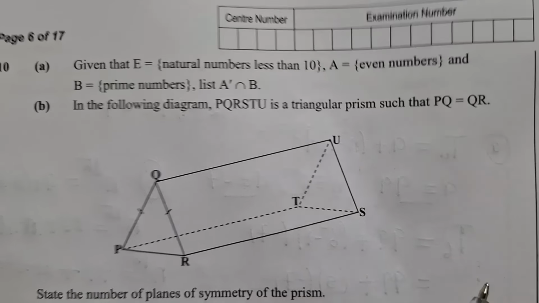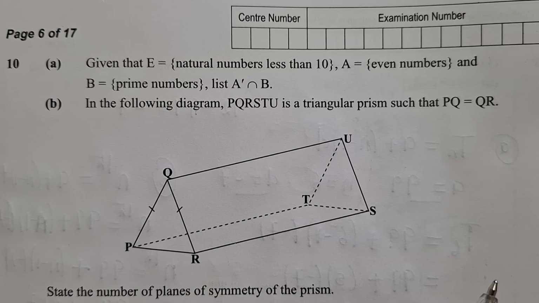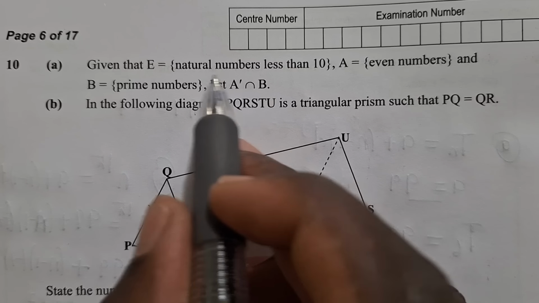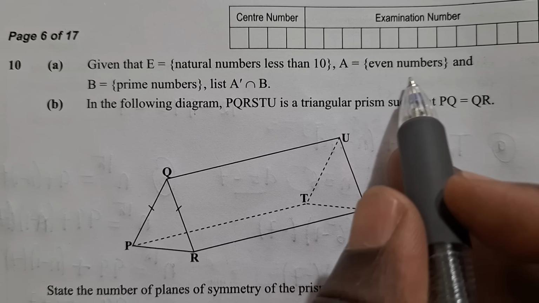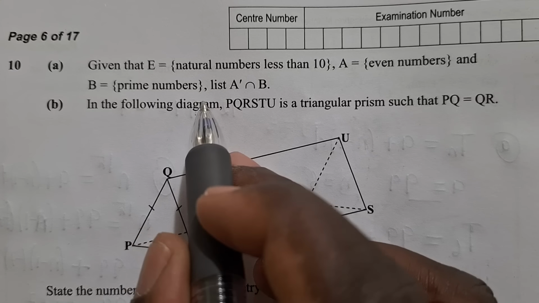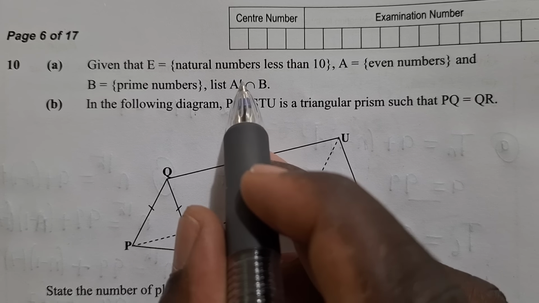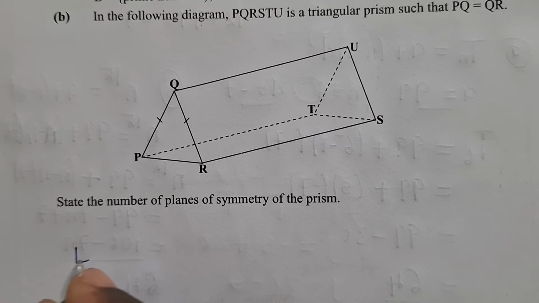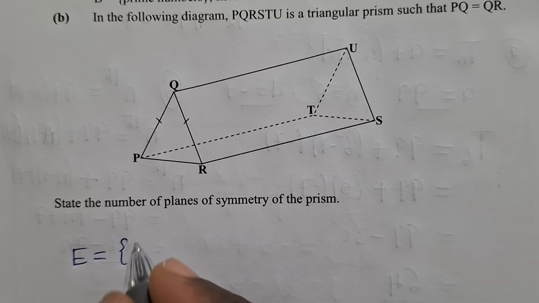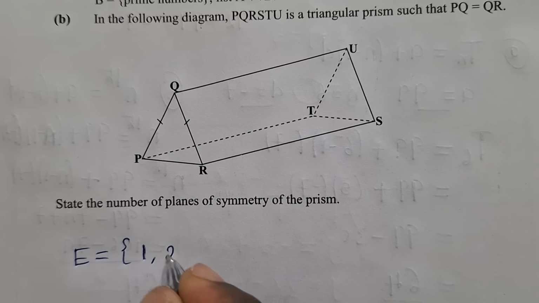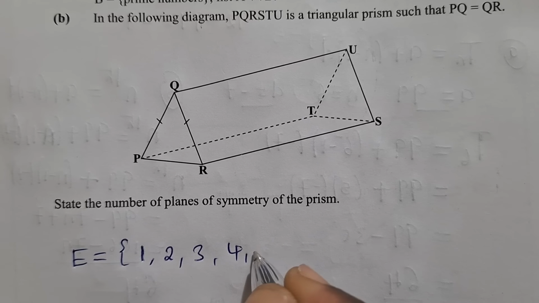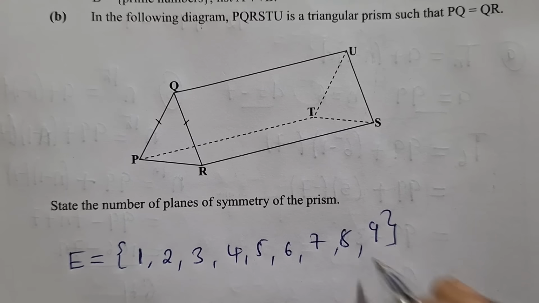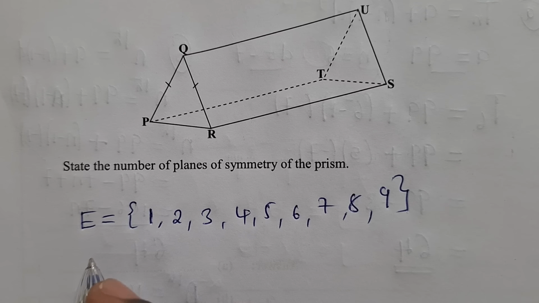So here for question 10a, they are saying given that E is equal to the set of natural numbers less than 10, A is even numbers and B is prime numbers, list A complement intersect B. So here you just say E is equal to the natural numbers less than 10, which will be 1, 2, 3, 4, 5, 6, 7, 8, and 9. So these are counting numbers.